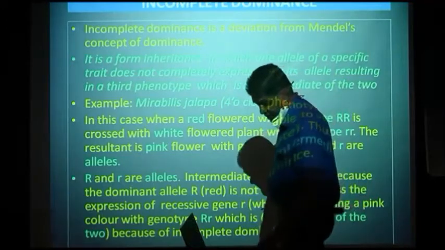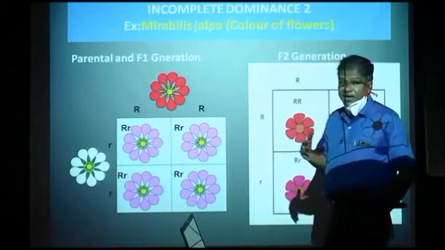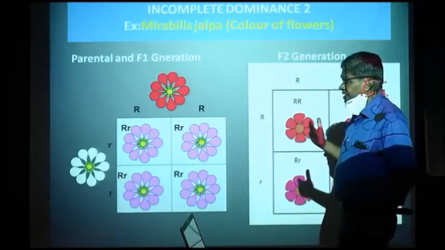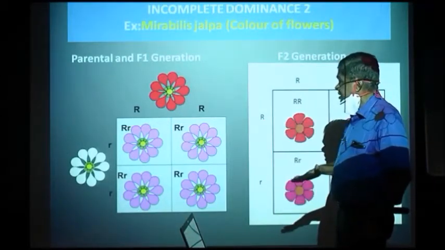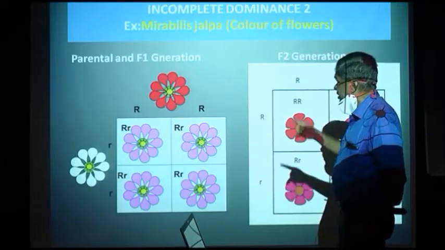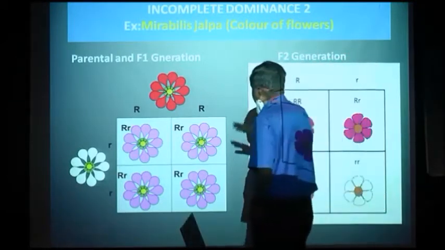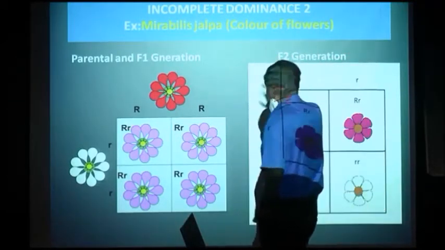Now, in some cases, the expression of capital T is not able to suppress the expression of small t. That is, the example is not tall and dwarf. Here the example is flower color in Mirabilis jalapa.